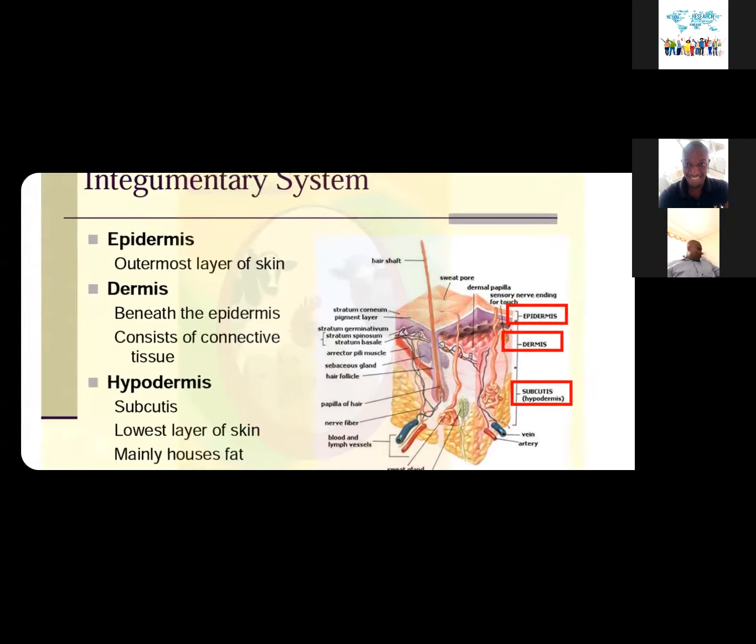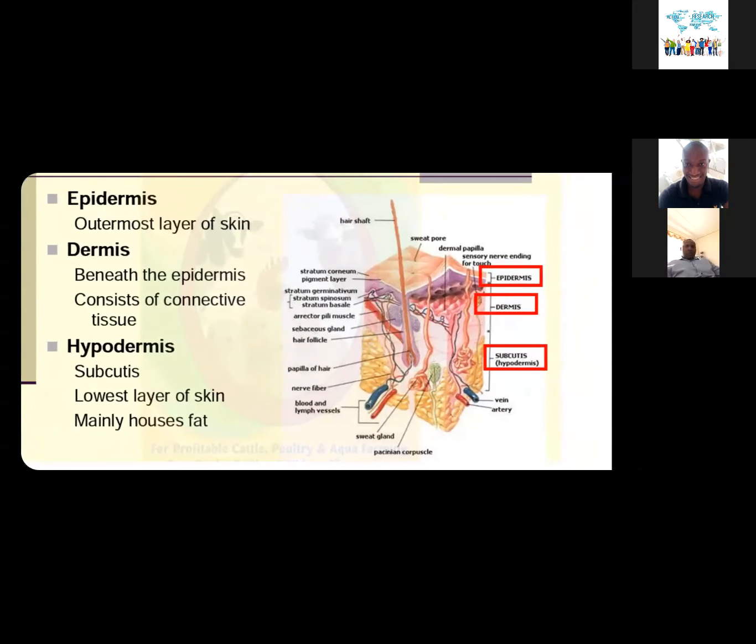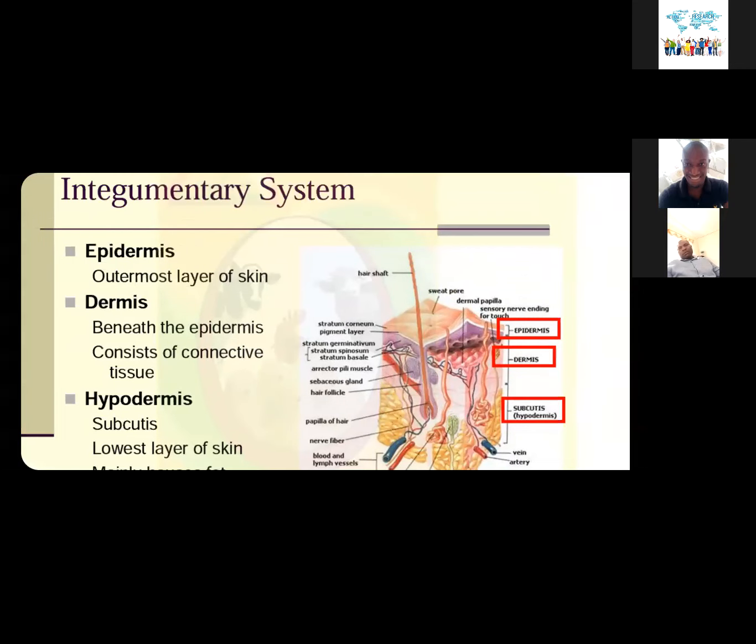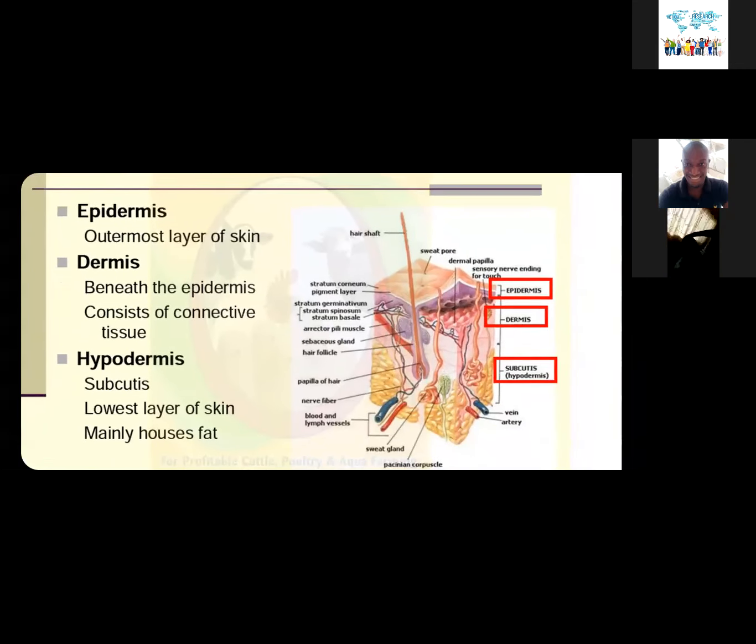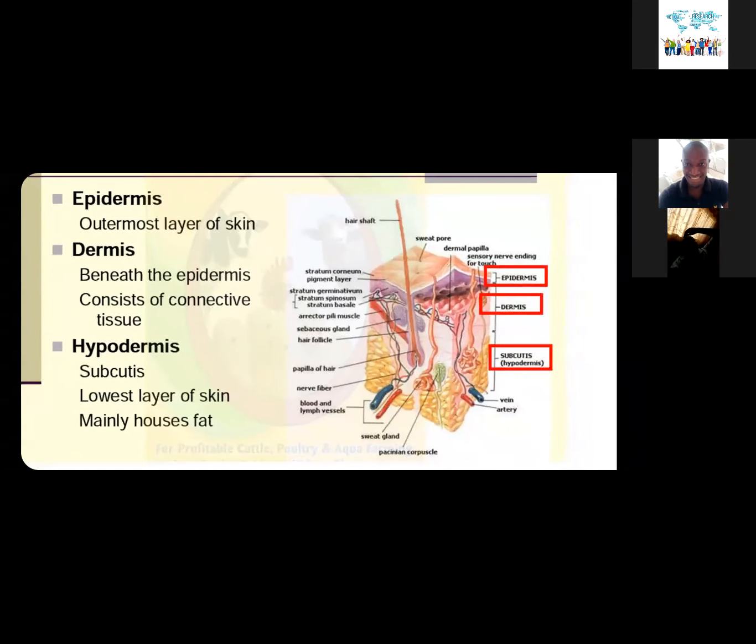So here on the right, there's this whole graphical illustration of the outer integumentary system and how it looks, its layers and how they are aligned together. You've got your hair follicles there, and how your veins and arteries run to supply this system as well.